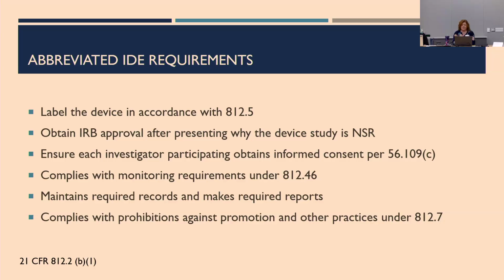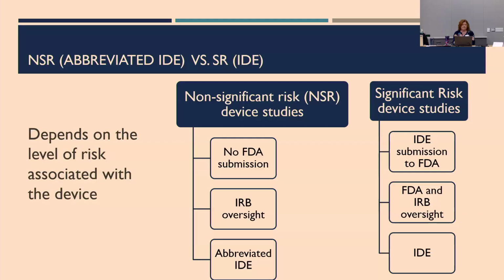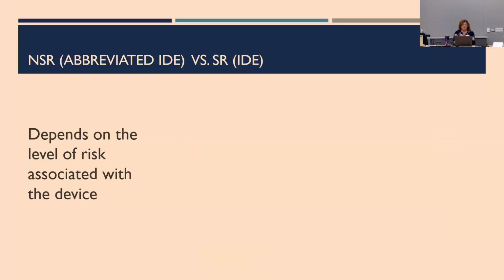All right, so going on, in summary, it really depends on the level of risk associated with the device. And so I just thought I would display this information a little bit differently so that you can see on the left hand of the diagram, the non-significant risk includes no FDA submission, only IRB oversight. And what you have with that NSR determination at the end of the IRB meeting is an abbreviated IDE versus a full IDE that's needed for a significant risk study. So hopefully that is clear to you.